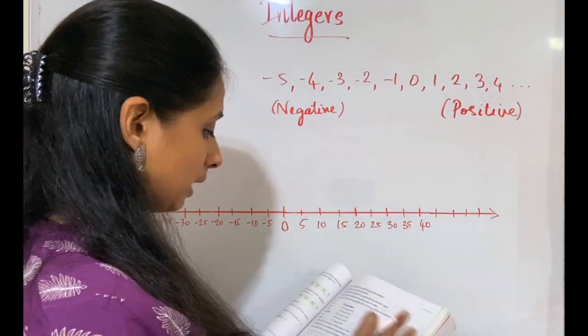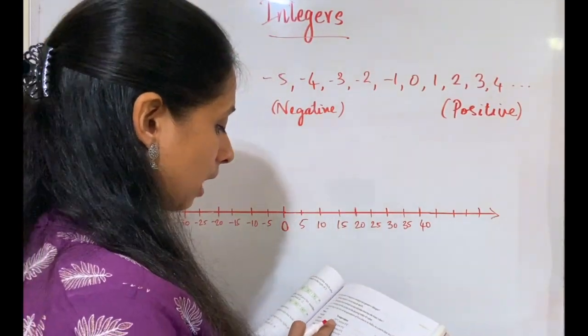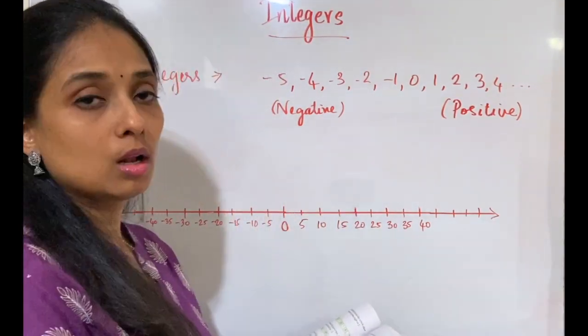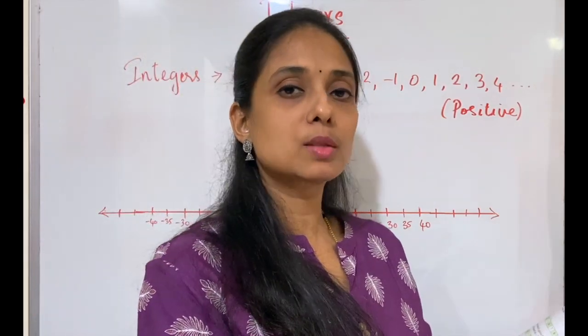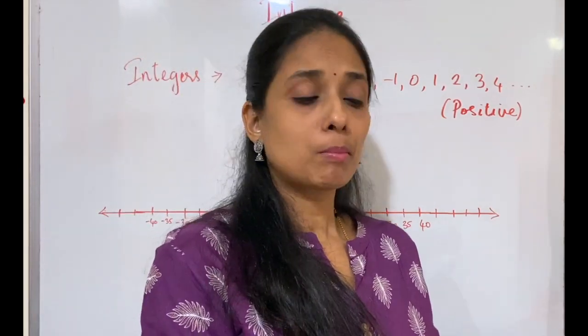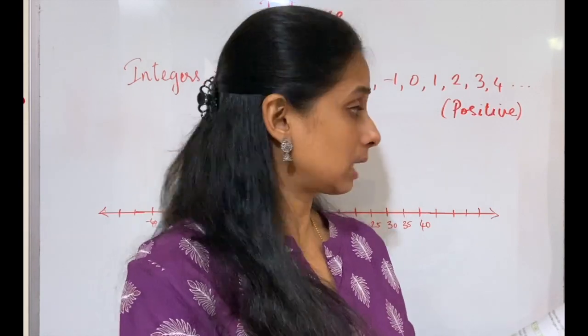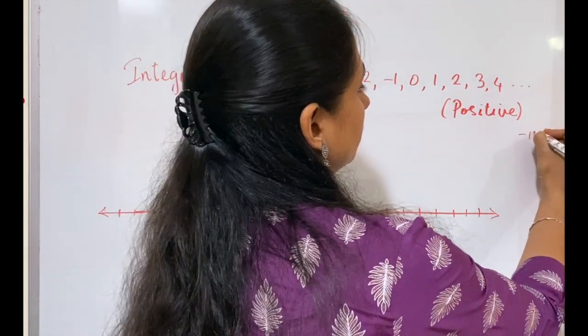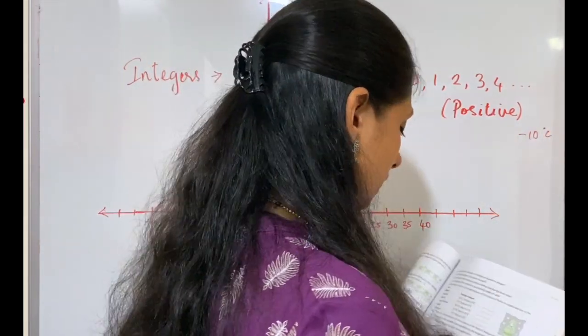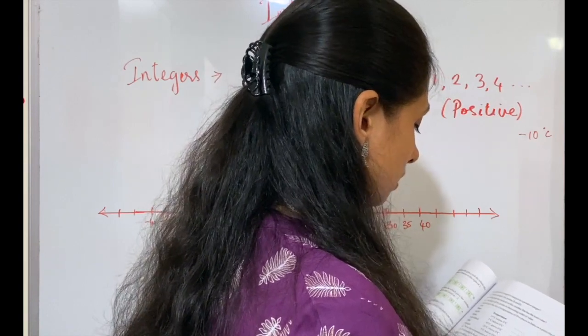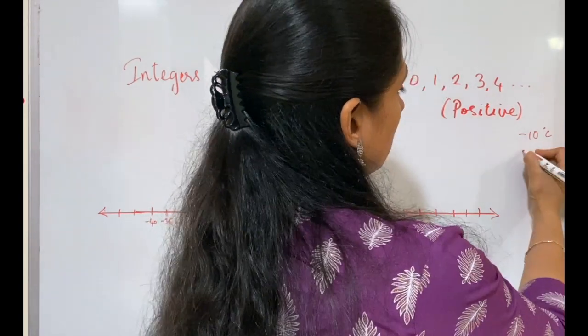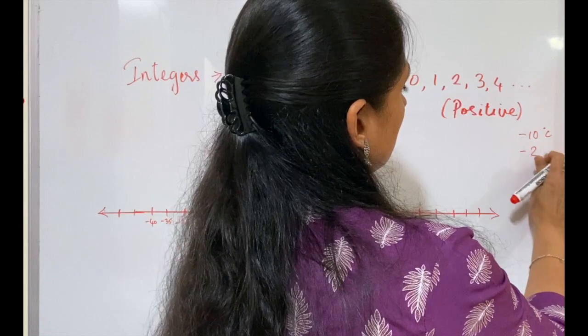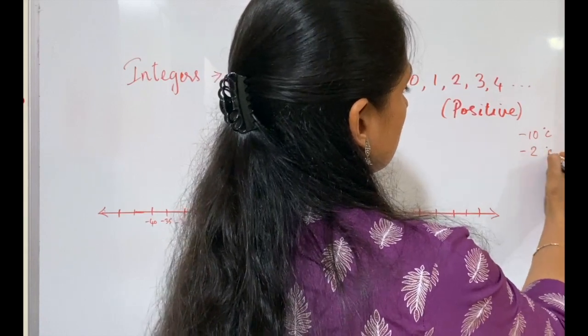The first one is Siachen, 10 degrees below 0 degrees. So 10 degrees below 0 degrees is minus, right? So we write it as minus 10 degrees C. Second one, 2 degrees below 0 degrees. So we will write it as minus 2 degrees C.